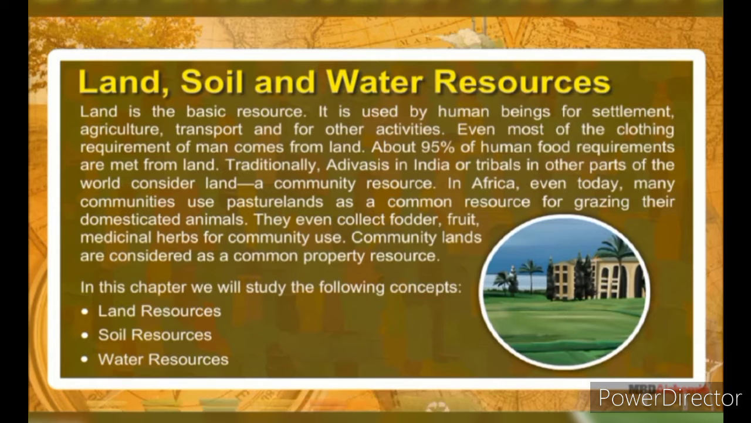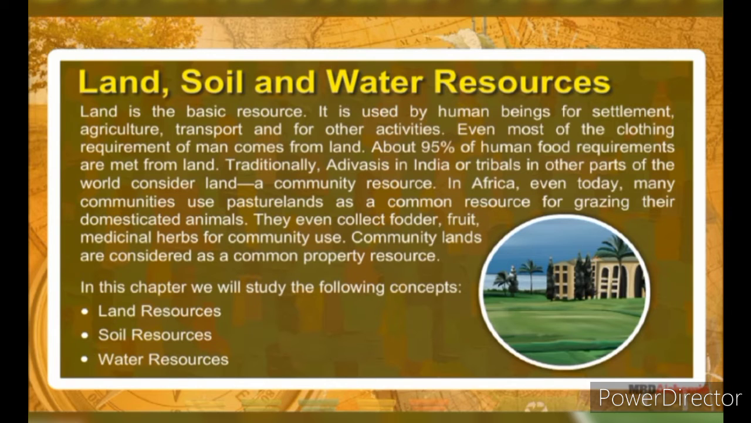Land is the basic resource. It is used by human beings for settlement, agriculture, transport, and for other activities. Even most of the clothing requirements of man comes from land. About 95% of human food requirements are met from land. Traditionally, Adivasis in India or tribals in other parts of the world consider land a community resource. In Africa, even today, many communities use pasture lands as a common resource for grazing their domesticated animals.